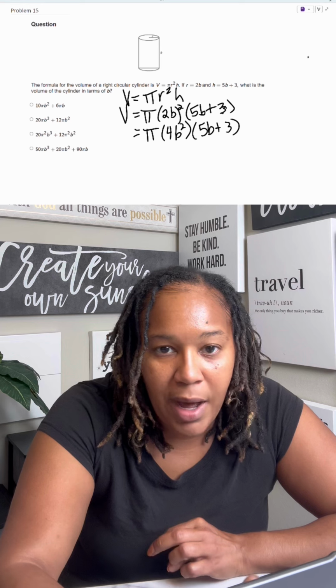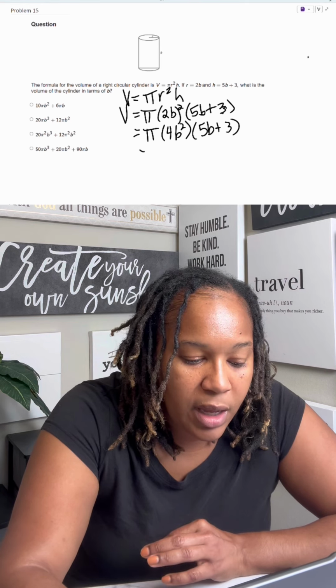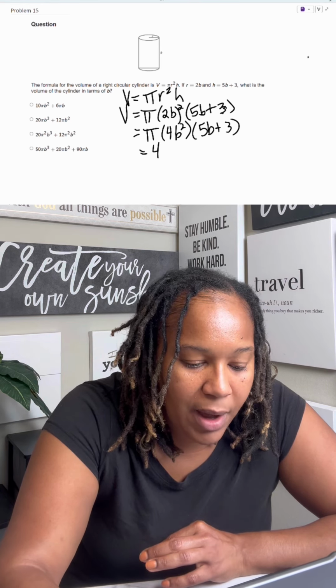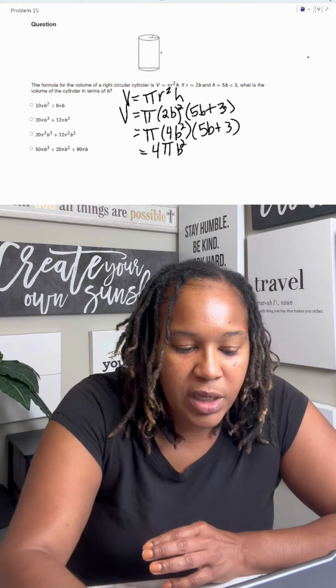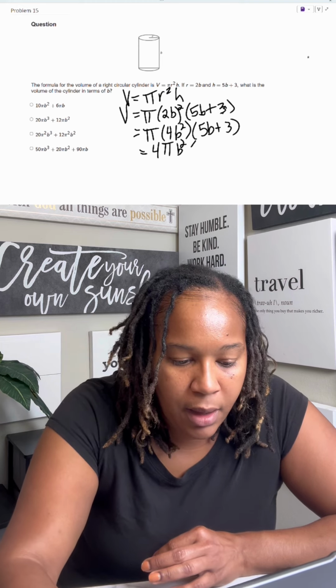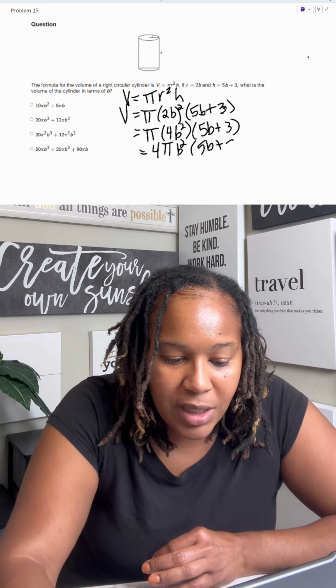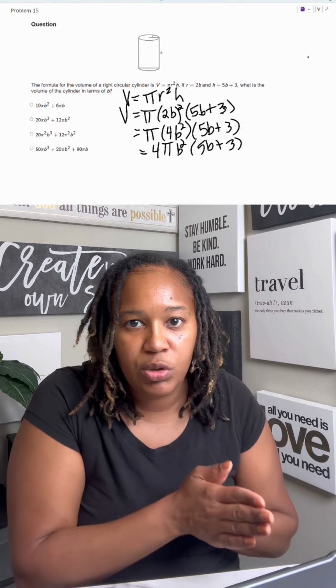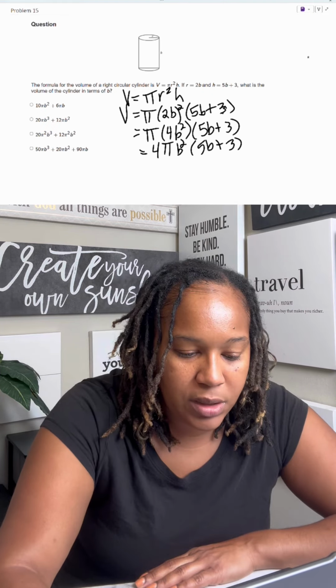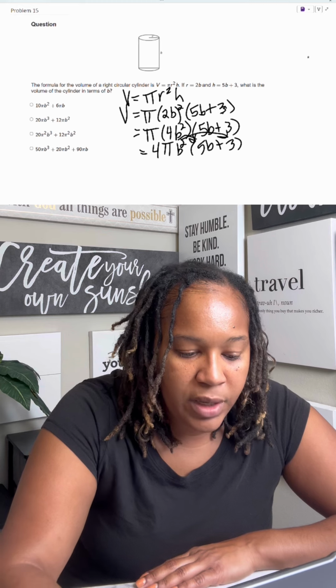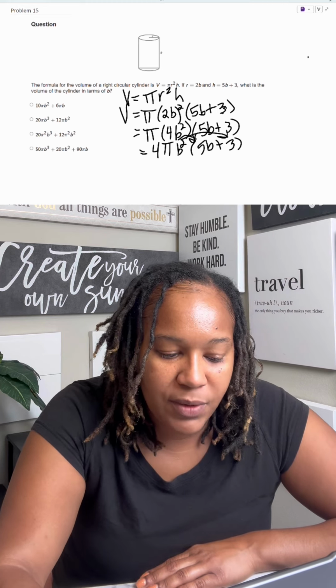And actually this pi times 4b squared can be written together as 4 pi b squared, because all of that is just being multiplied. And because we have a plus sign inside of these parentheses, we have to distribute that multiplication inside of the parentheses. So 4 pi b squared times 5b.